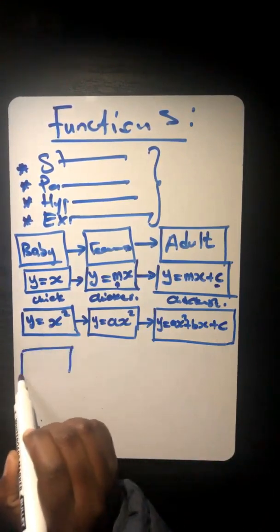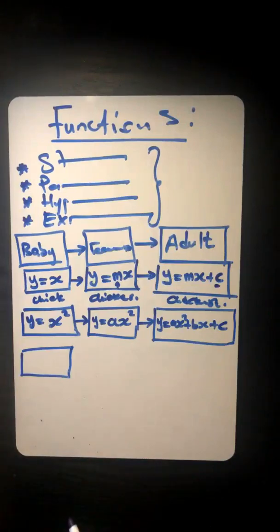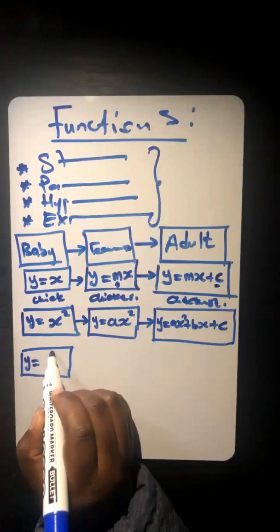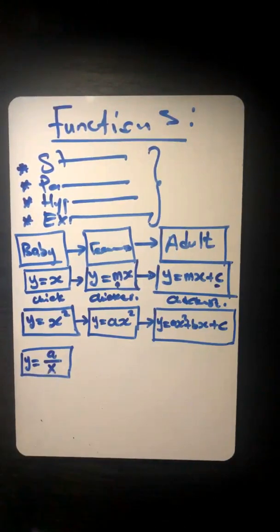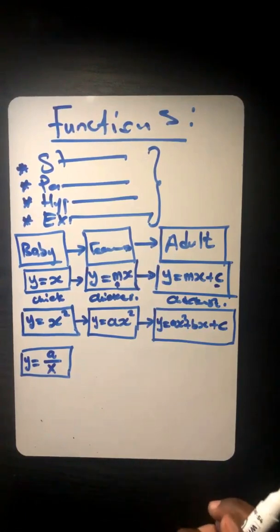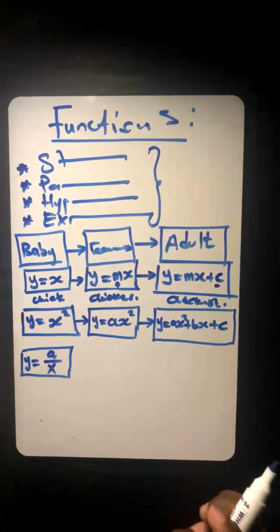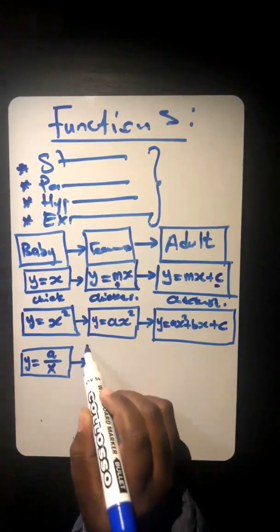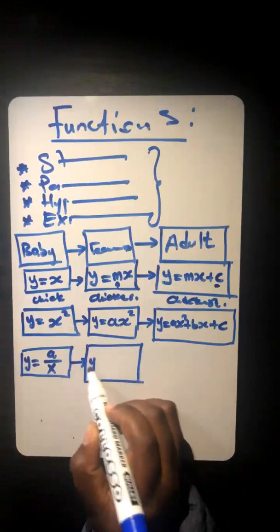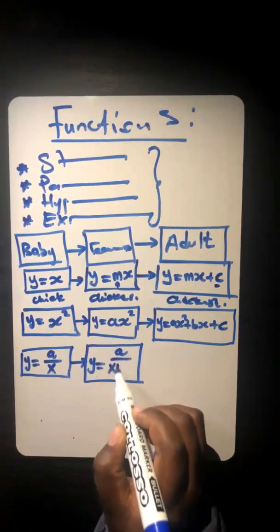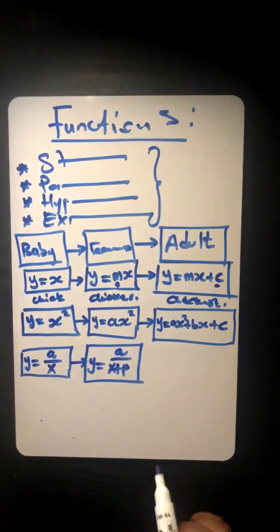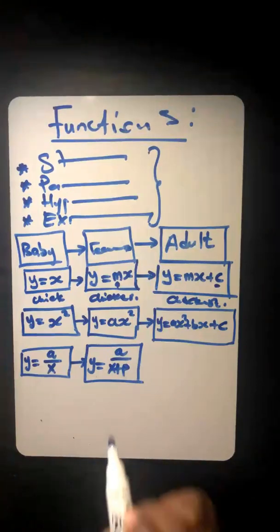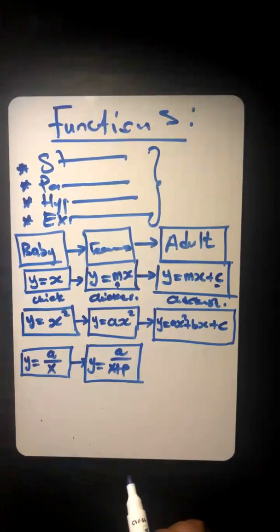Let's quickly try to explore the stages of a hyperbola. So a hyperbola started as y equals a over x. Then after some time, they realized that this thing is boring and easy. Let's try to make it a little bit more complicated. Then they did this. Then it became a over x plus p. So for everything added to that, it makes changes.